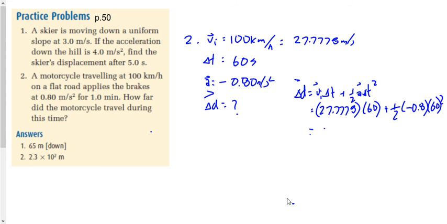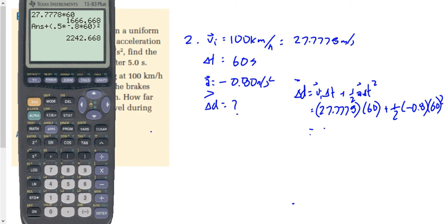Anybody else get that, or did I make a mistake? Oh, I did. Yeah, you're right. I did square everything. I should have squared just the 60, right? So let's try that again. Let's say 1666.